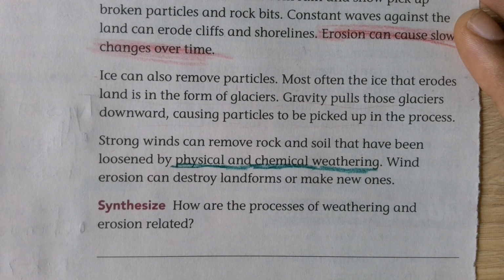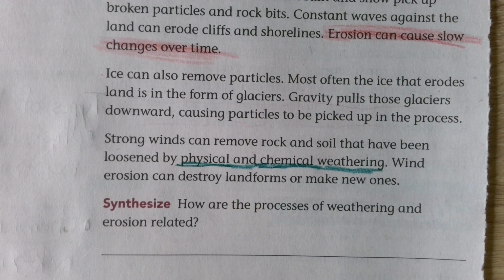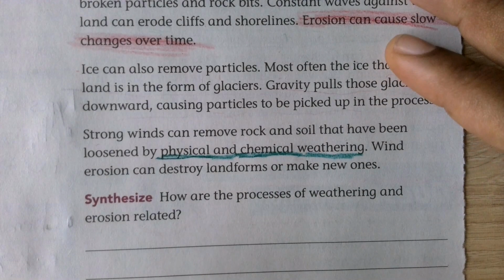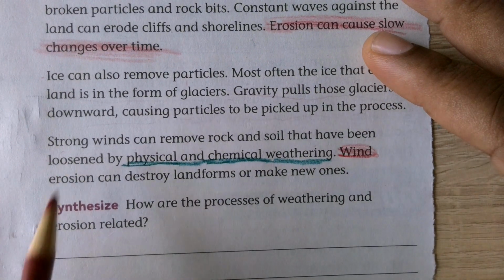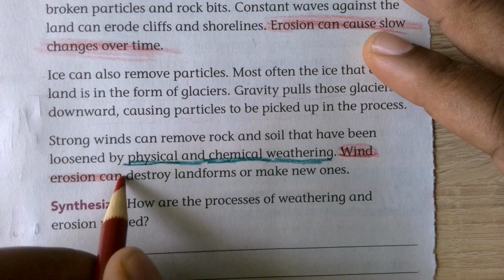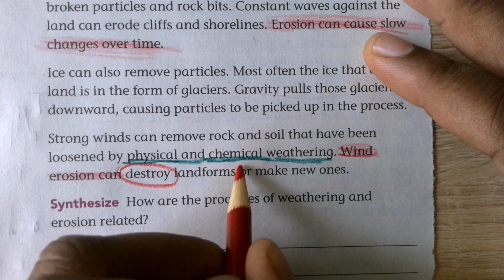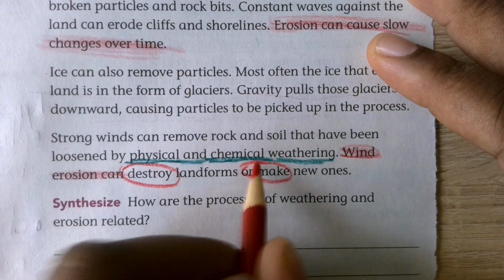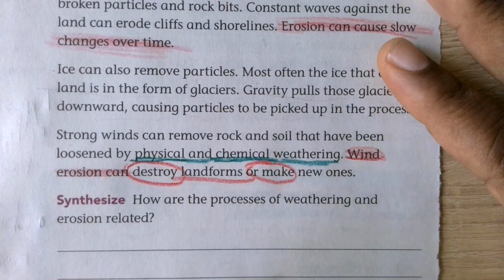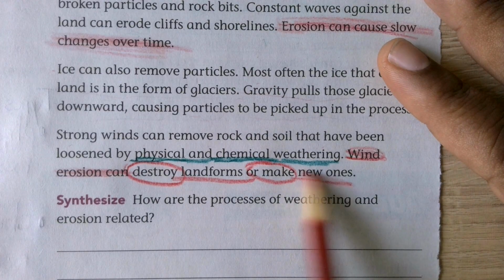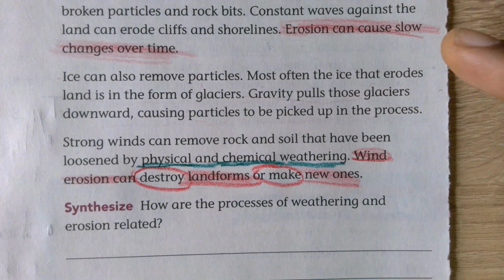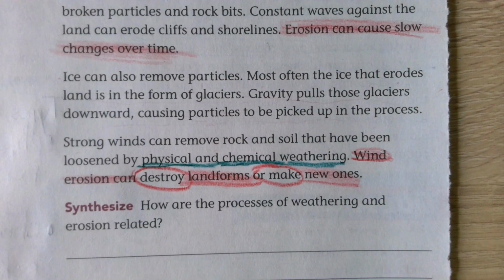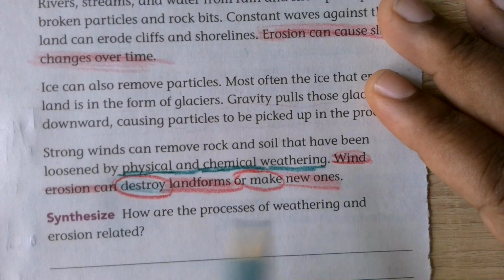Okay. Wind erosion can destroy landforms or make new ones. So that is an interesting detail and an important fact that I need to keep track of. Wind erosion can destroy or make landforms. Okay? Wind erosion can destroy landforms or make new landforms.